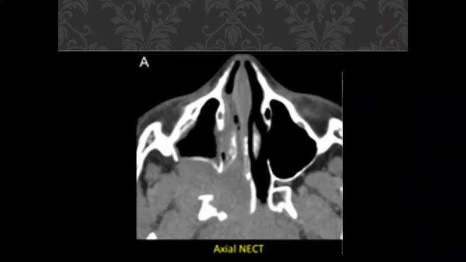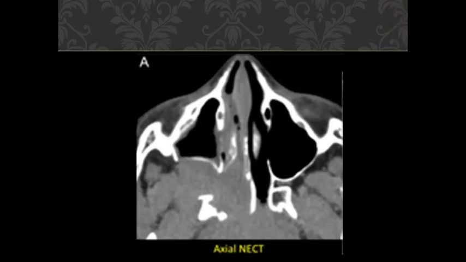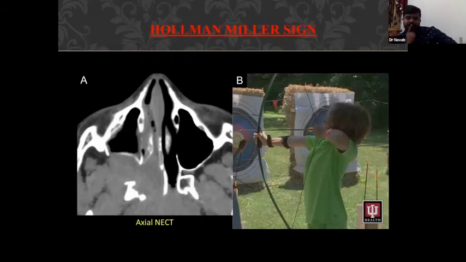So what is your diagnosis? It's a juvenile nasopharyngeal angiofibroma. Okay, where is the location of origin of this lesion, classically described? Sphenopalatine foramen, sir. Very good, sphenopalatine foramen. So this is the Holman-Miller sign, right? That bowing of the posterior wall you can clearly see, right?